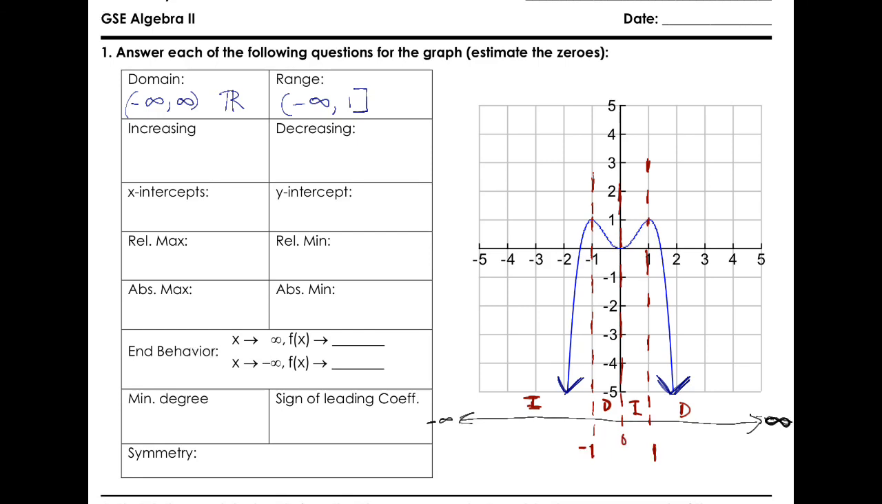And so this writes itself now. The answer is there. From negative infinity to -1, it's increasing. From -1 to 0, it's decreasing. From 0 to 1, it's increasing. And from 1 to infinity, it is decreasing. So let's fill all that in.